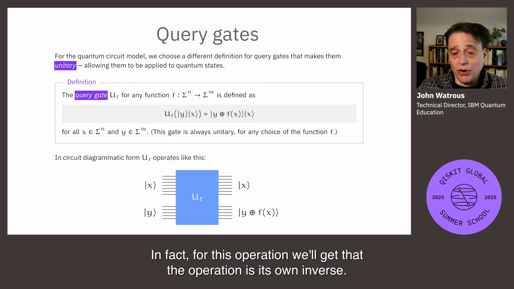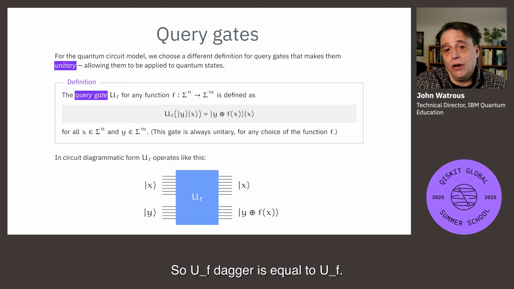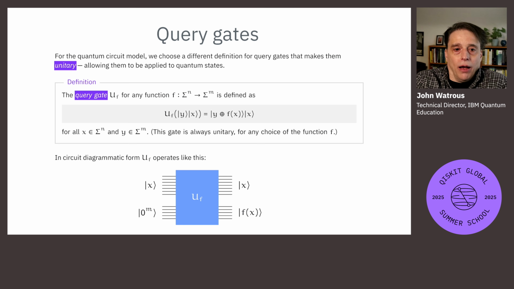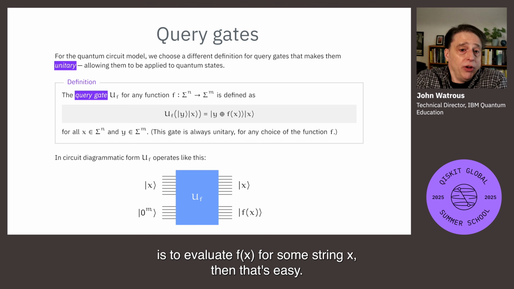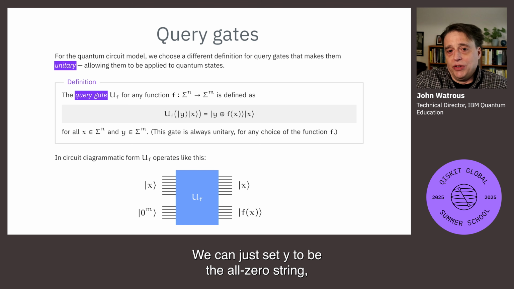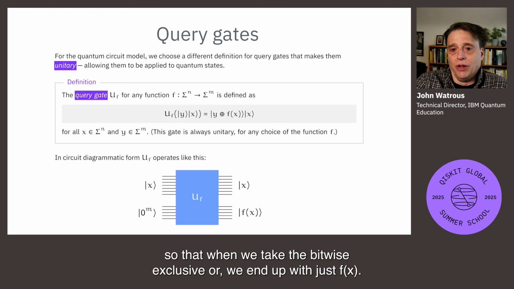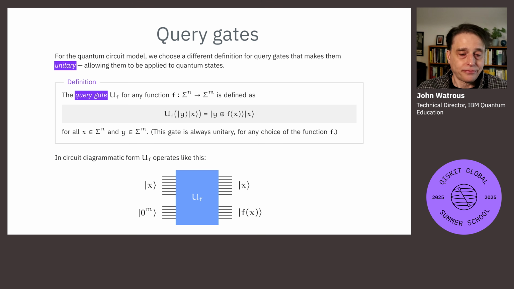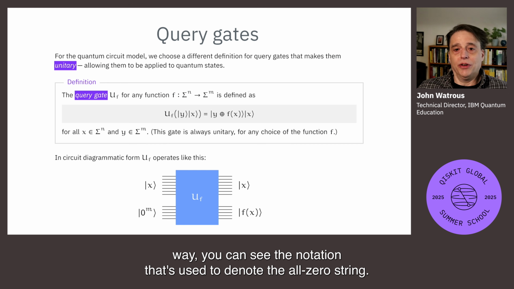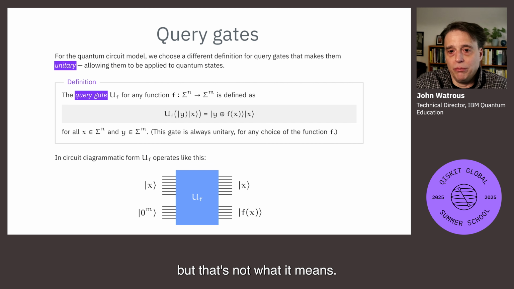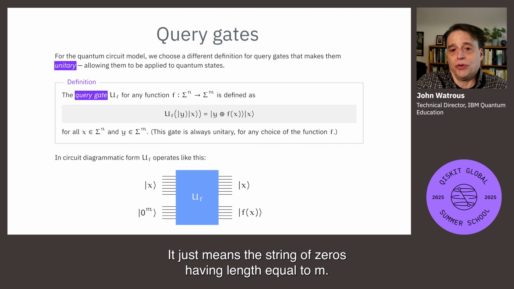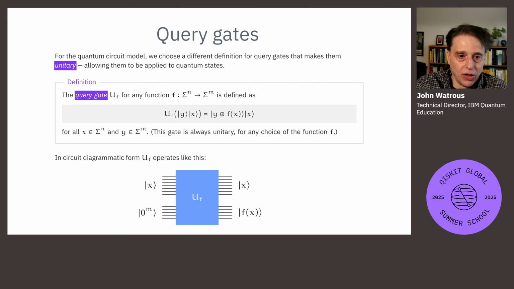In fact, for this operation, we'll get that the operation is its own inverse, so U_F dagger is equal to U_F. By the way, if all we want to do with these gates is to evaluate f of x for some string x, then that's easy. We can just set y to be the all-zero string, so that when we take the bitwise exclusive OR, we end up with just f of x. Here, by the way, you can see the notation that's used to denote the all-zero string. It looks like 0 to the power m, but that's not what it means. It just means the string of zeros having length equal to m.